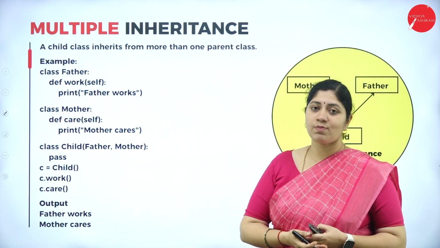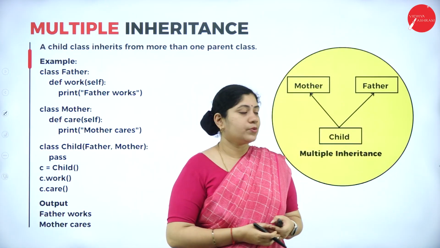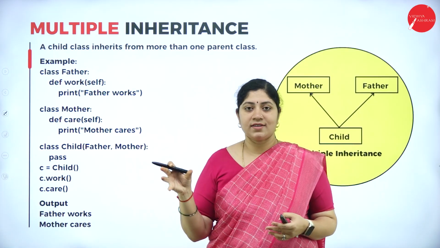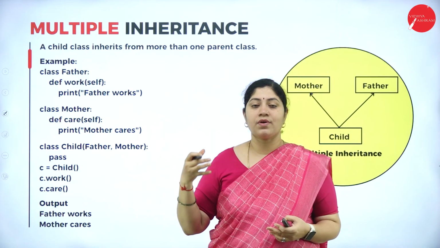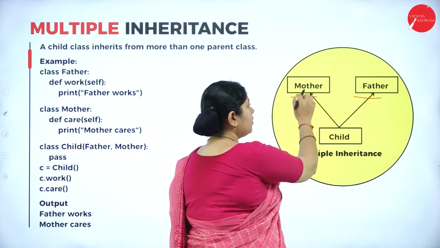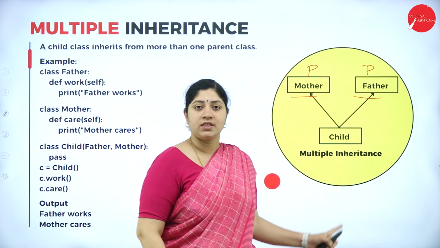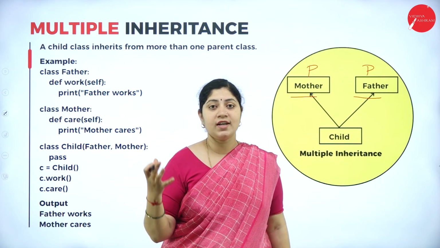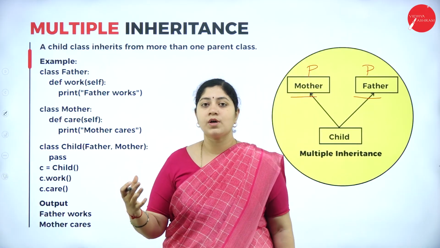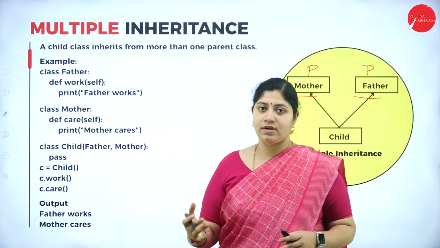Let's move on to the next type of inheritance, which is none other than multiple inheritance. It is very simple. Here a child class is inherited from multiple parent classes. We can see here these are the parent classes and this child that is formed is the child class. So multiple parent classes will form a child class. So this is multiple inheritance.